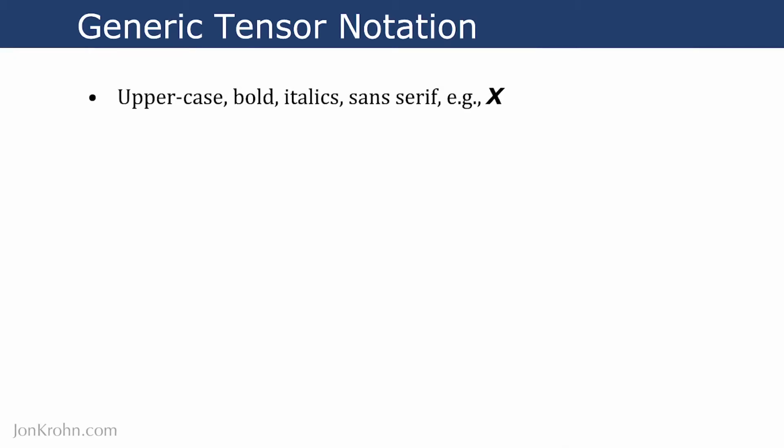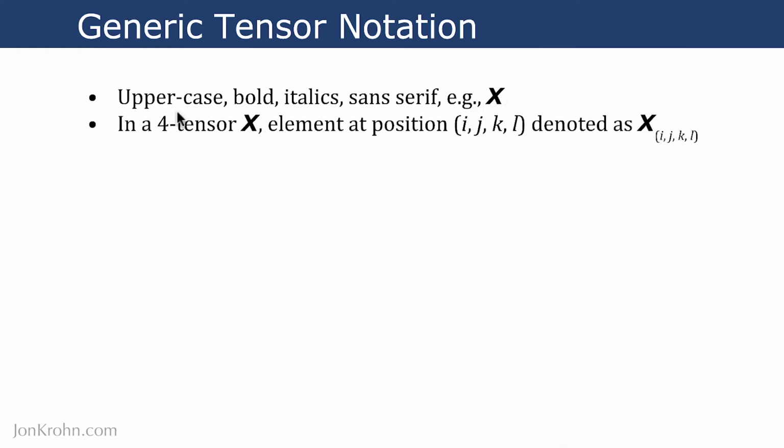To denote tensors more generally than the scalar case, the vector case, the matrix case, we use uppercase, bold, italics, and a sans serif font to represent our tensors. So this is very similar to what we had for matrices. Matrices were uppercase, bold, and italics, but they were a serif font. A serif font has the fancy little extra things in places. Sans is the Latin word for without. When it's sans serif, it doesn't have those little fancy bits. So it's just plain and simple lettering.